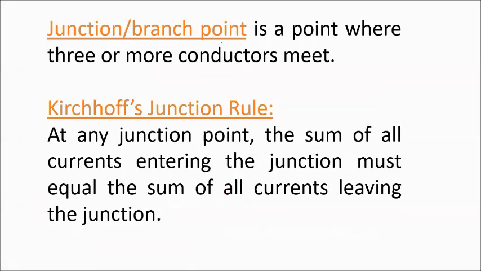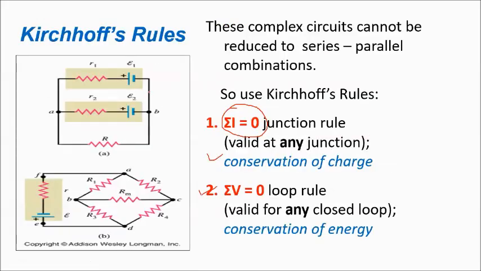So what is junction or branch point? This is a point where 3 or more conductors meet. Balik tayo sa diagram. 3 or more conductors meet. 1, 2, 3. Dito naman 1, 2, 3. So this is the junction. Ito yung point, common point ng 3 conductors combined. No? Like this one. 1, 2, 3.